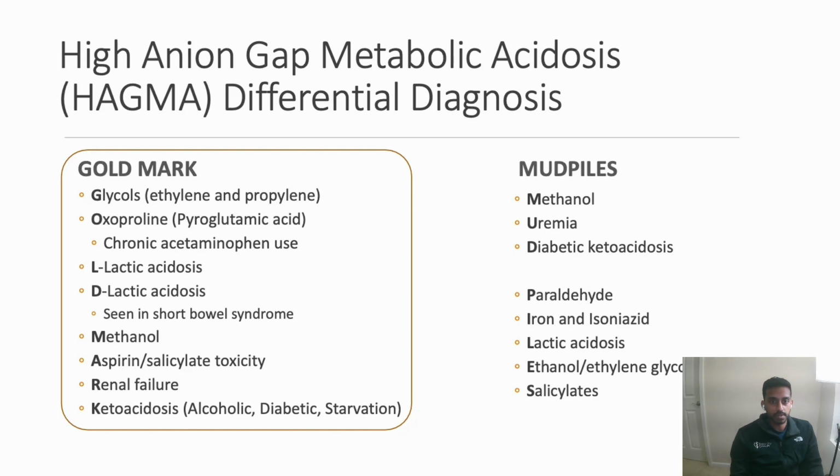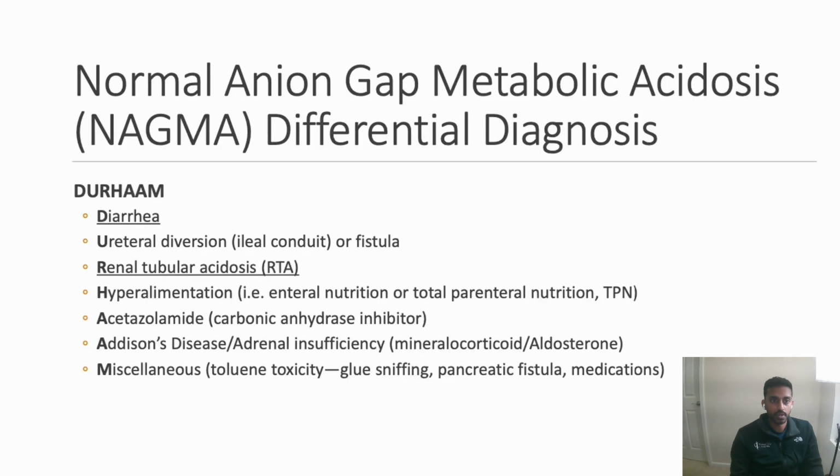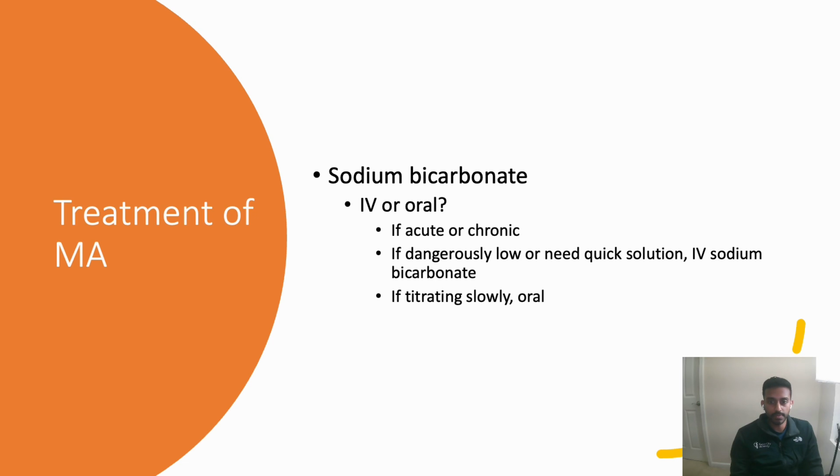For HAGMA, the one I like is MUDPILES. M methanol, U uremia, D diabetic ketoacidosis, P paraldehyde, I iron and isoniazid, L lactic acidosis, E ethanol, ethylene glycol, and S for salicylates. And NAGMA is DURHAM: diarrhea, ureteral diversion or fistula, renal tubular acidosis, hyperalimentation, acetazolamide, Addison's disease or adrenal insufficiency, and then miscellaneous. So what's the treatment?